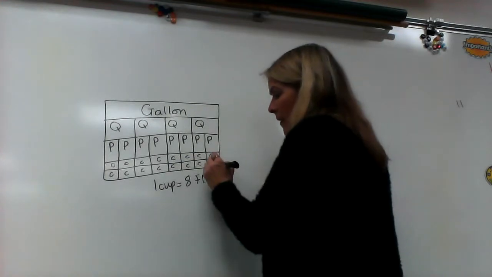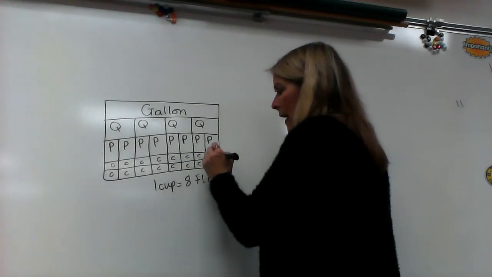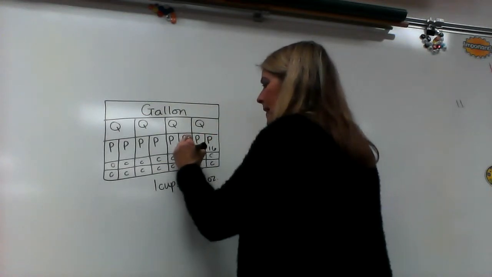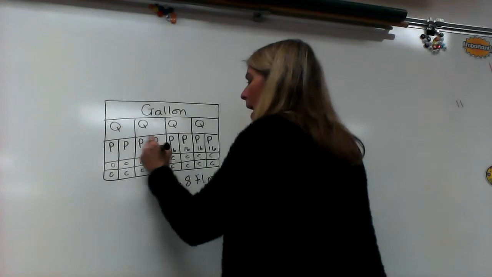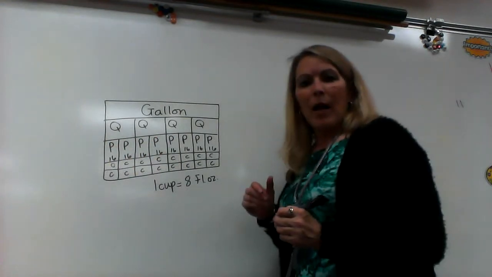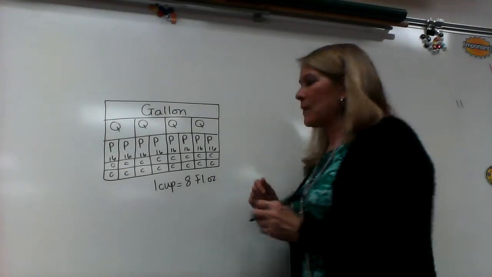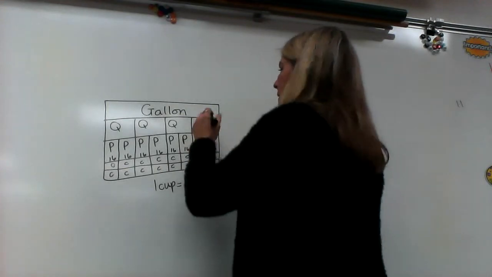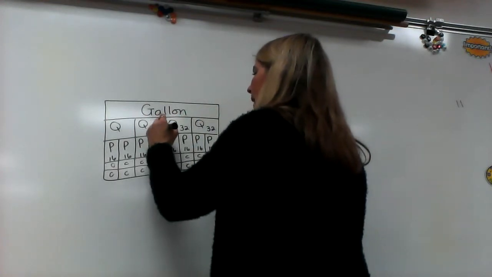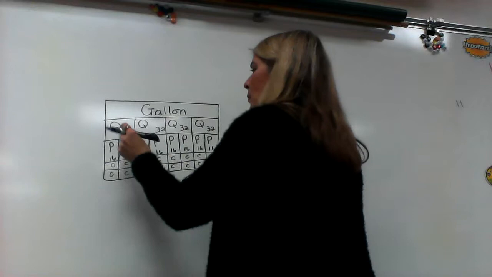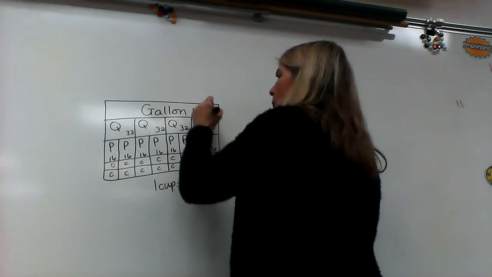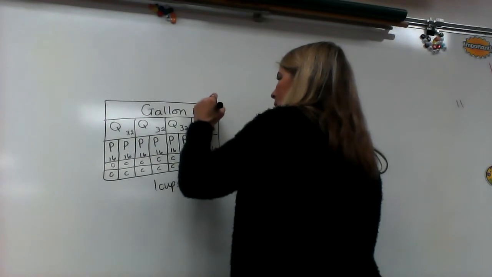If this cup is 8 fluid ounces and this cup is 8 fluid ounces, when I put them together, that means that every pint would be 16 fluid ounces. I'm not going to put 8 in all the cups because I don't really have that much room. But every pint is 16 fluid ounces. So when I put these 2 pints together, the quarts have to be equal to 32 fluid ounces. And then 32 times 4, my gallon is 128 fluid ounces.